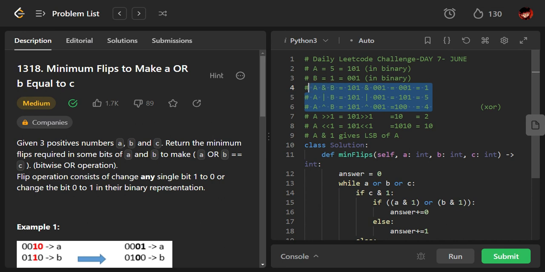Now we'll talk about shifting. What shifting means is that we have two types of shift: left shift and right shift. You can see here right shift is indicated like this: right shift by 1, and this is the left shift by 1. So what is right shift basically?